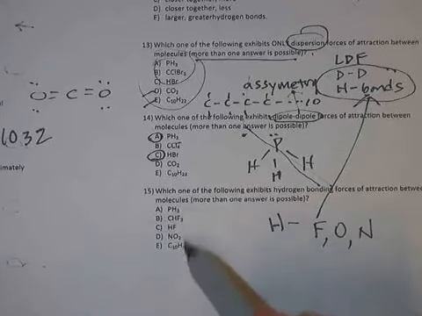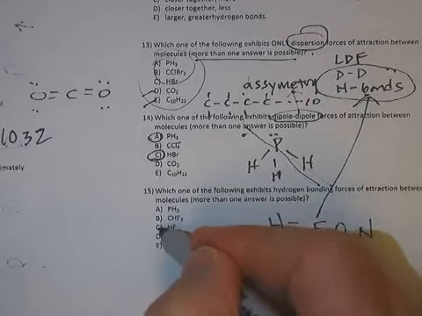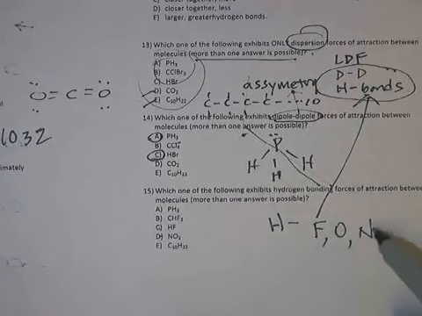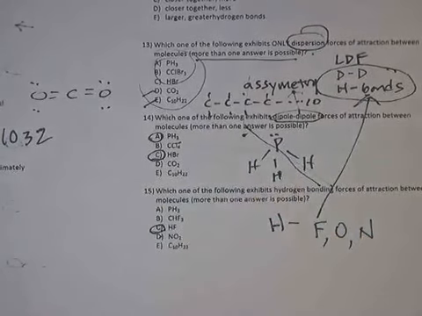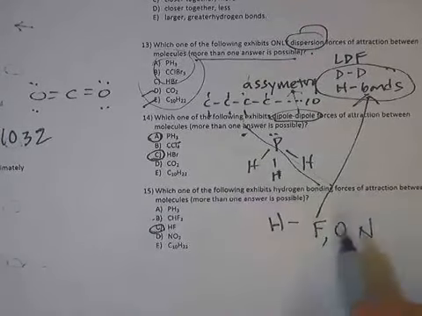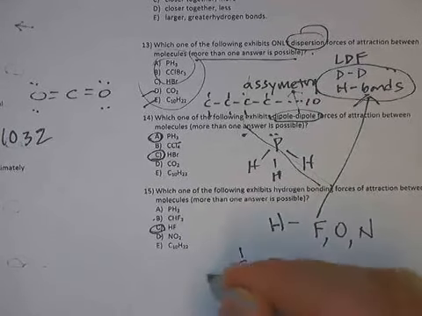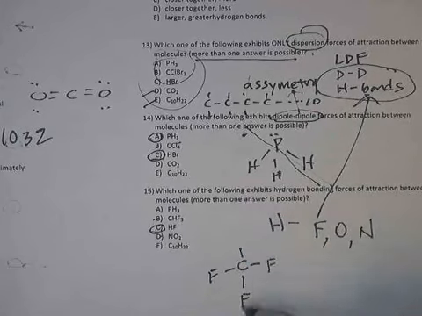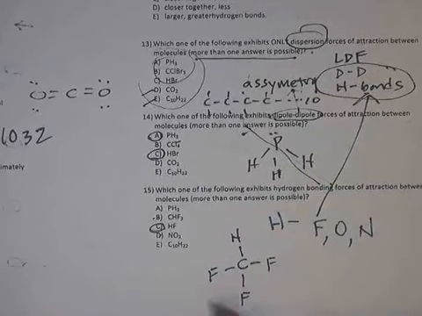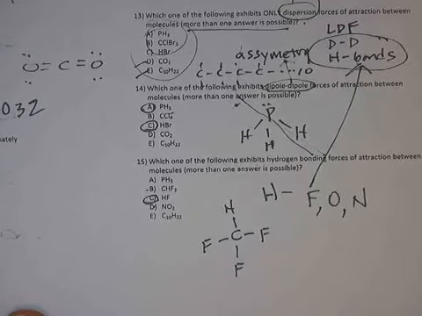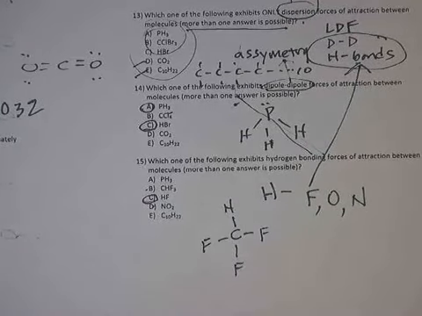Which one exhibits hydrogen bonding forces of attraction? More than one answer is possible. So remember, hydrogen bonding is a special case of dipole-dipole forces when you have an H connected to an F, an O, or an N inside the molecule. So don't choose one if it doesn't have F, O, or N in it. And the only ones that have F, O, or N in them are these three. And it turns out that the only one that has a hydrogen connected to an F, O, or N is letter C right here. Some people pick B, but be careful.